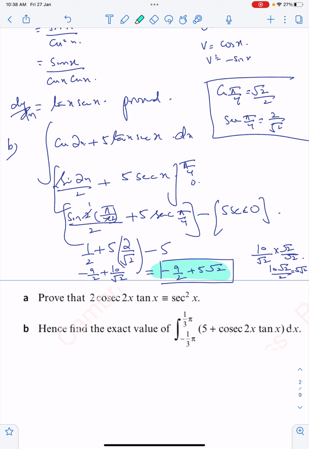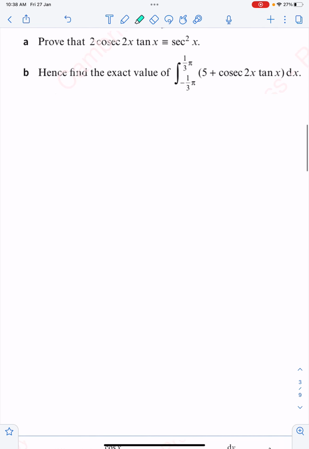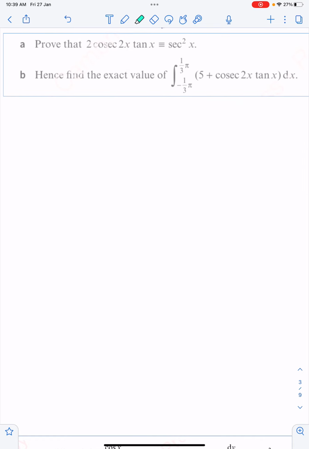Okay, moving on to the next one. Prove that cosec 2x tan x equals sec square x. So using the identity, you have to prove it.